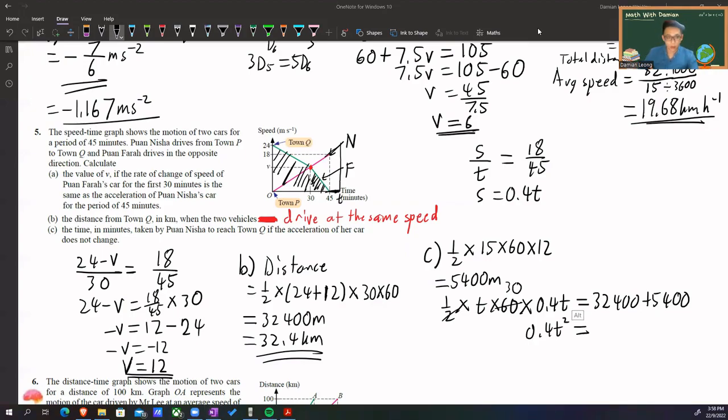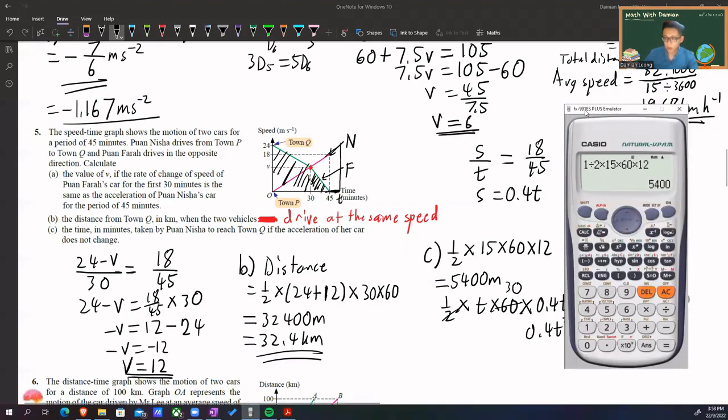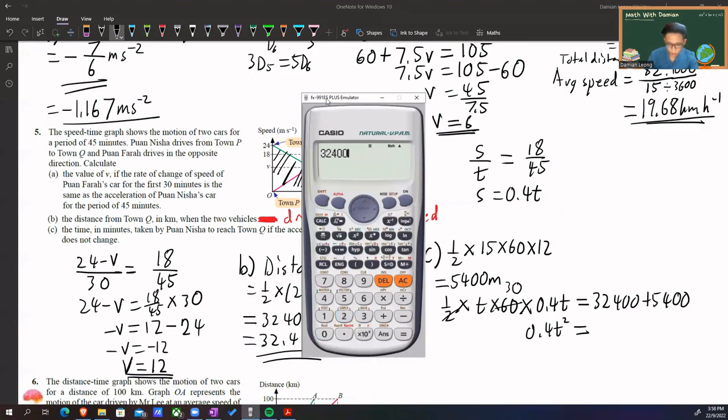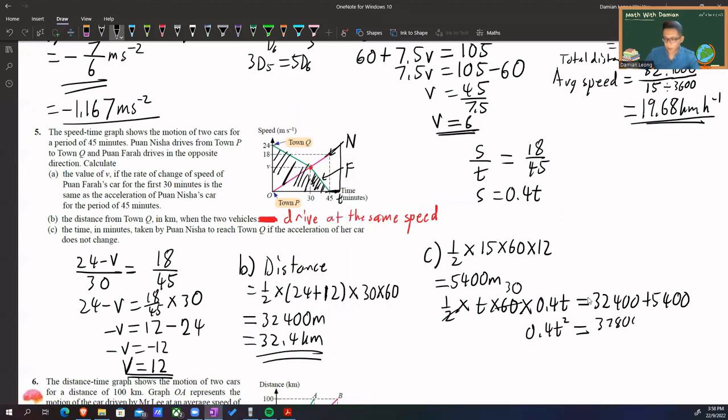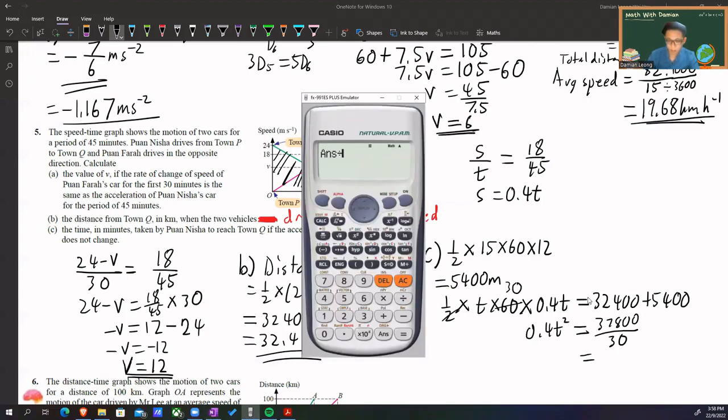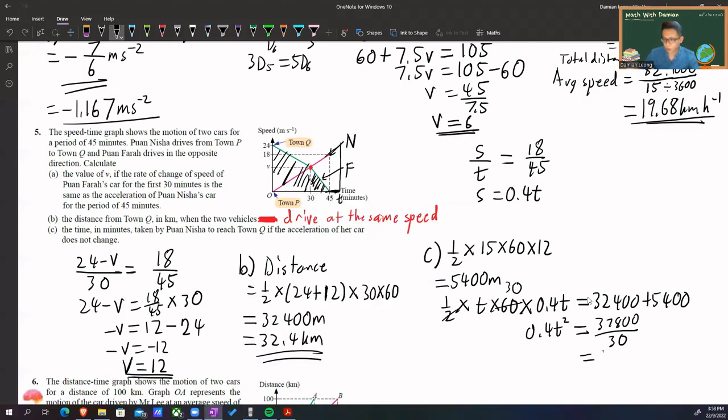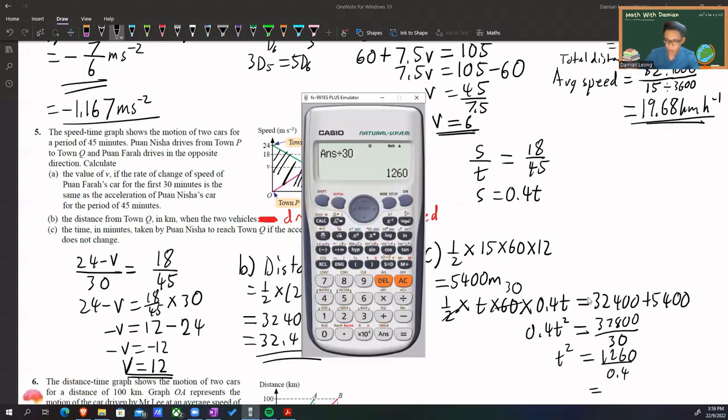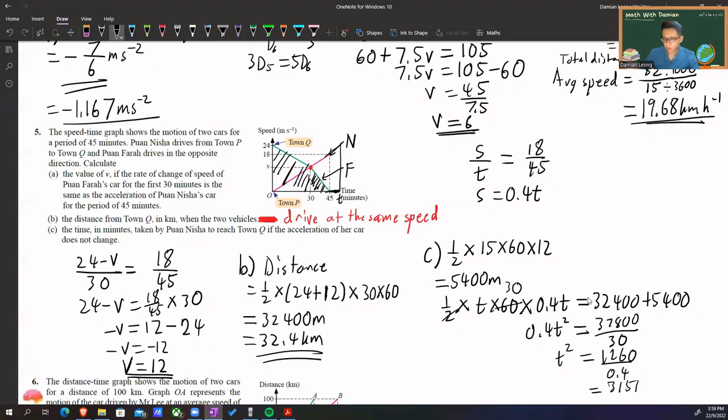So let's calculate this. 32,400 plus 5,400, 37,800, times 30, opposite divide 30, 1260. Times 0.4, opposite divide 0.4, 3150, then square opposite square root.